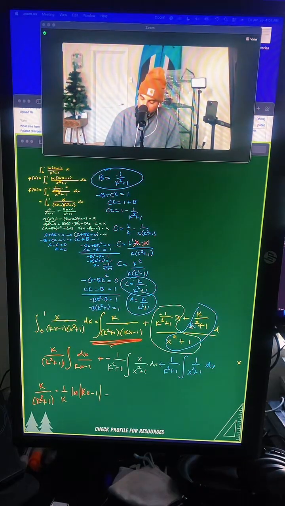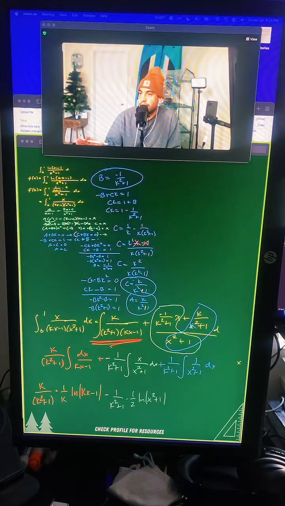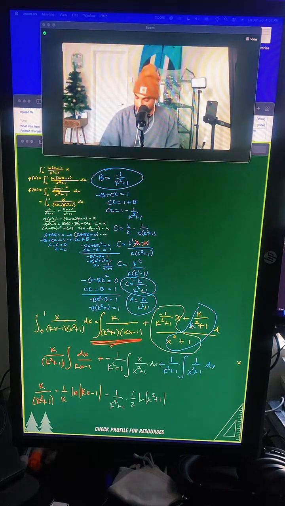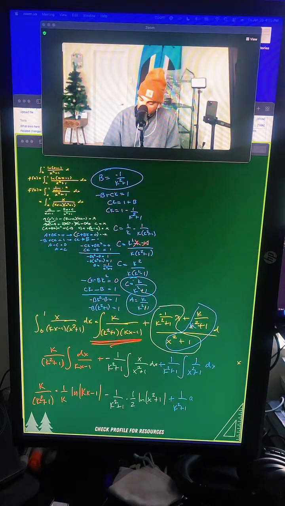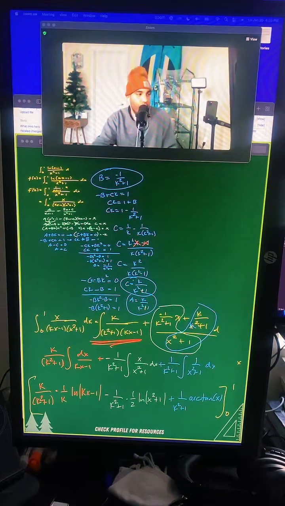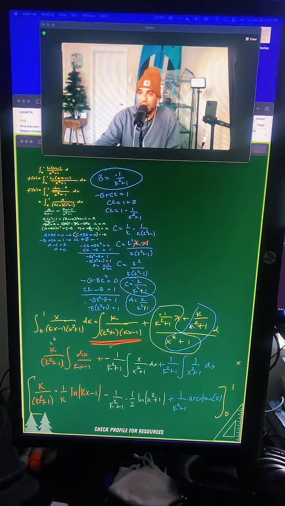All right. So this next one is going to be 1 over k squared plus 1 times 1/2 natural log of x squared plus 1. That was just a u sub. And then we got the last one in blue: plus 1 over k squared plus 1 arctan of x. And this has all the parameters from 0 to 1. Oh my goodness, we're about to get this Feynman technique.